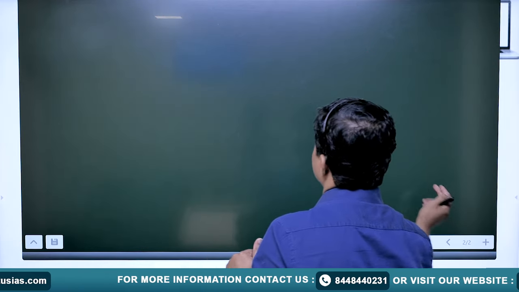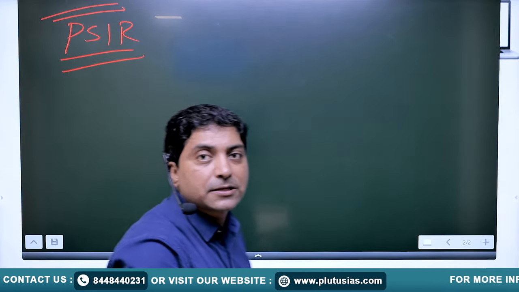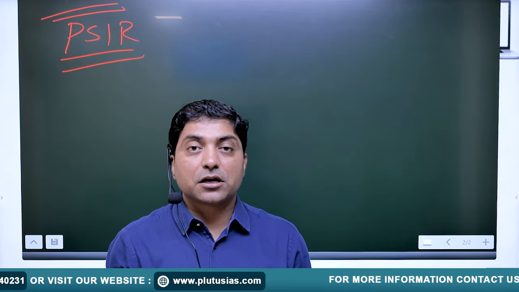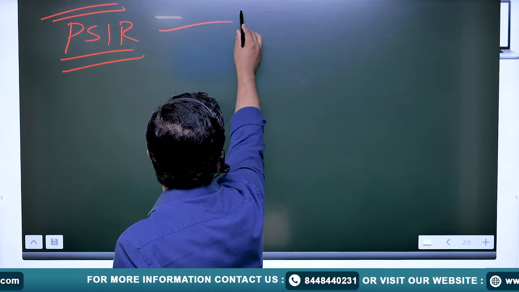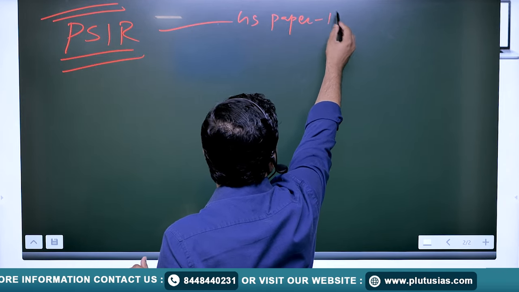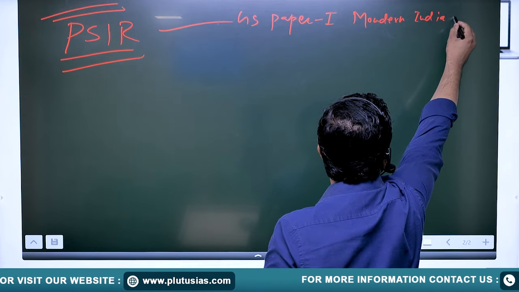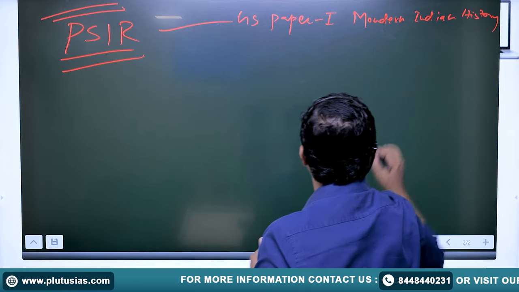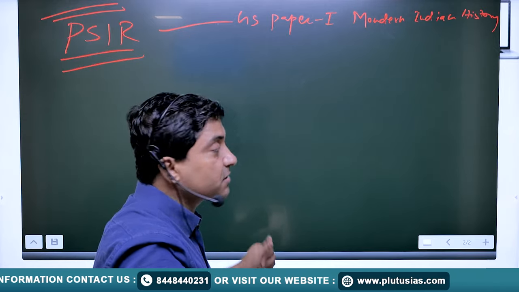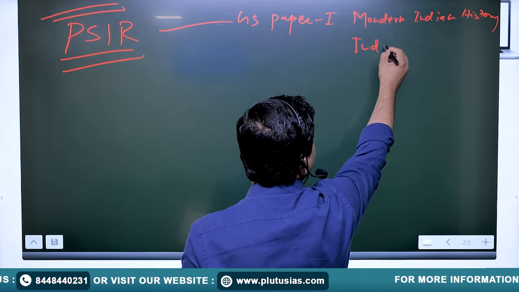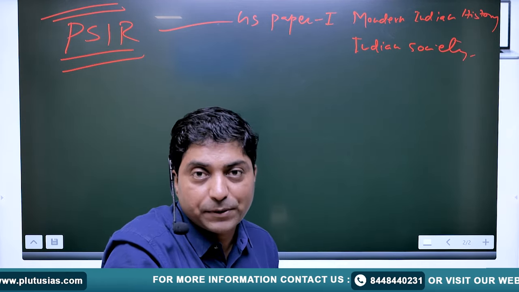So let me make a list of how PSIR helps you in your GS. PSIR is the only optional paper which covers approximately 70% of your GS paper. And in GS paper 1, if you look at modern Indian history, covered by section B of the PSIR paper 2, paper 1, which I have discussed, then Indian society, right, is covered by, again, the section B of paper 1, right?